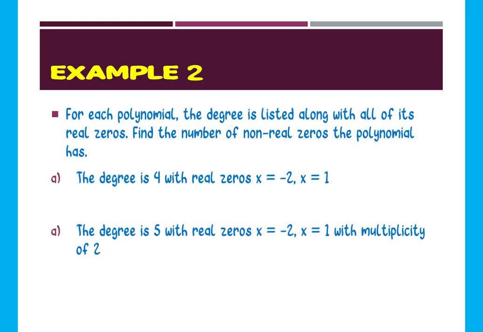All right. I didn't number that one, so technically this is example 2. For each polynomial, the degree is listed along with all of its real roots. Find the number of non-real zeros in the polynomial. If you can subtract 2 numbers, you should be able to do these, right? So if the degree is 4 and there are real zeros at -2 and 1, how many real zeros are there? 2, which means how many non-real would be left? 2. Good.